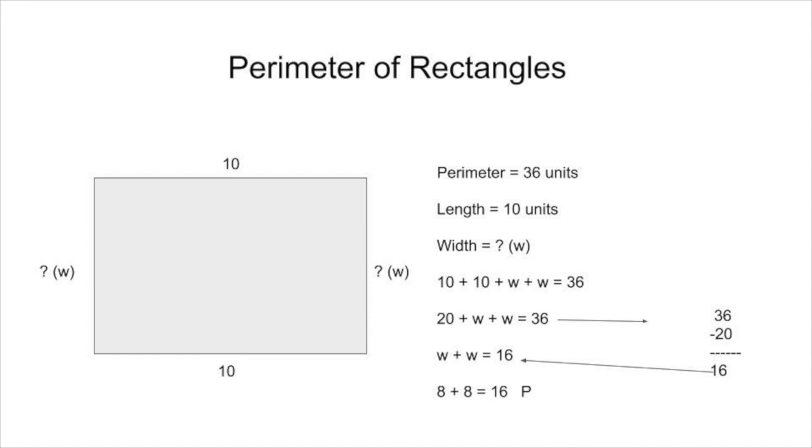Because we already know 2 of the sides, I can subtract that from the total perimeter. So I'll subtract my 20, which is both of my lengths of 10 added together, and then I'll end up with 16. I'll figure out what number times 2 or plus itself will equal 16. I know that's 8, so our width of this rectangle is 8 units.